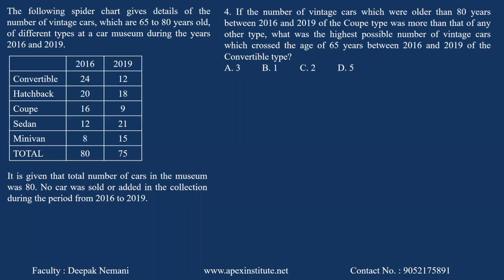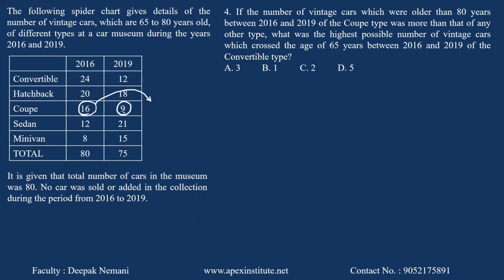So the number of vintage cars which were older than 80 years between 2016 and 2019 of the coupe car was more than that of any other type. So the maximum value of this could be 16. So these 16 cars were more than 80 years old in the year 2019.